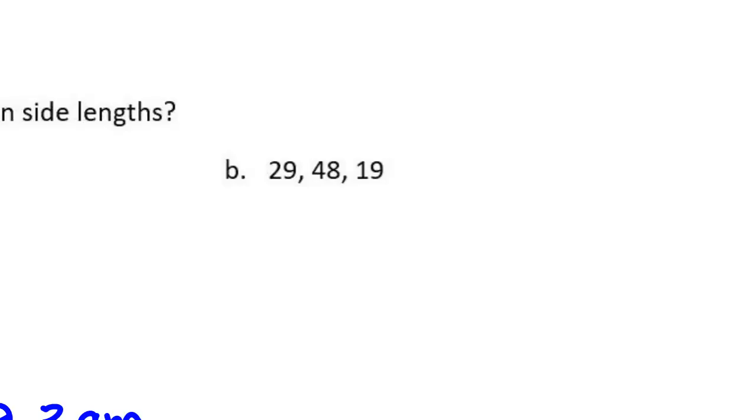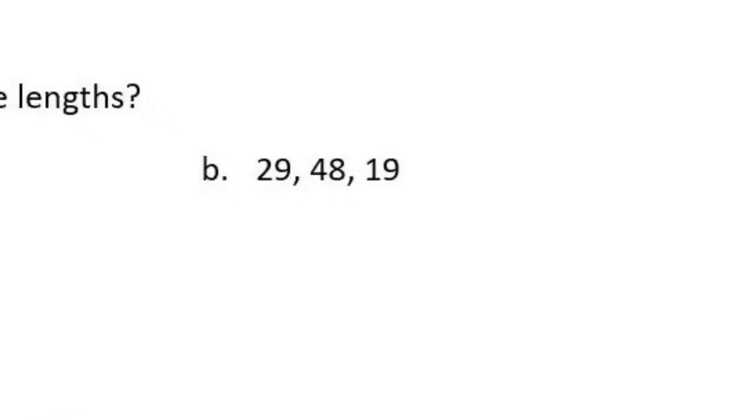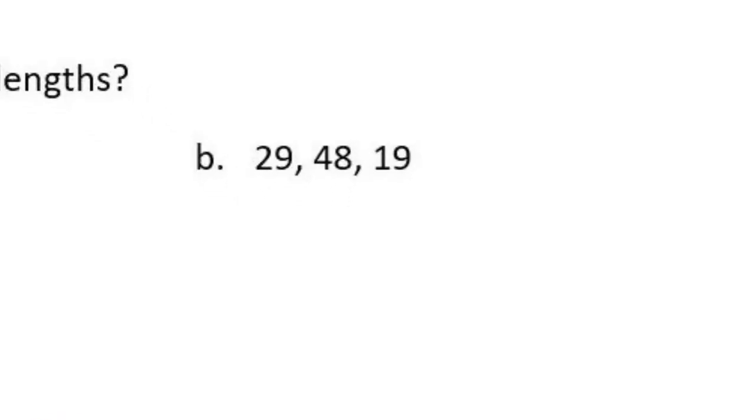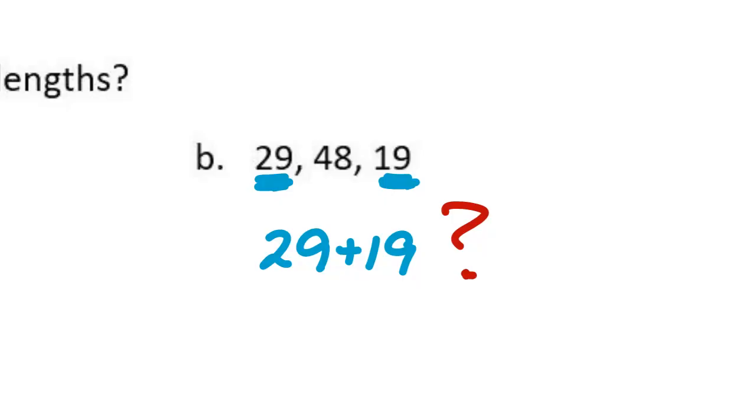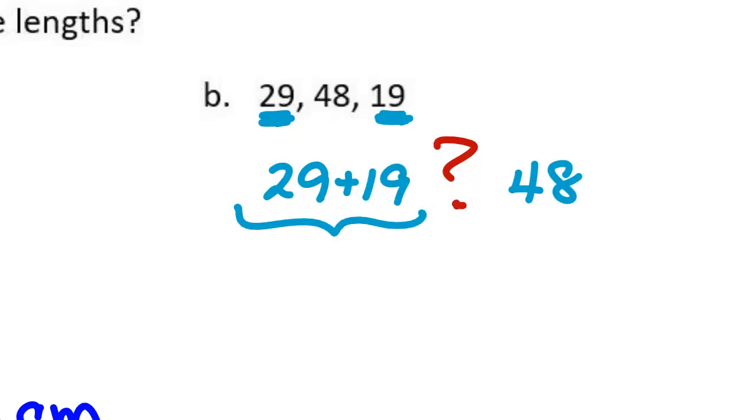Can this make a triangle? No. Give me the justification. What do I need to compare? What is the pieces I'm adding, and I'm comparing it to what? Yes, we're going to add 29 and 19. So 29 plus 19. And we are going to compare that to the biggest side, 48. What do we get when we add 29 and 19 together?